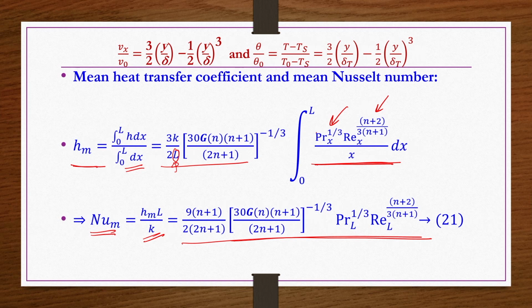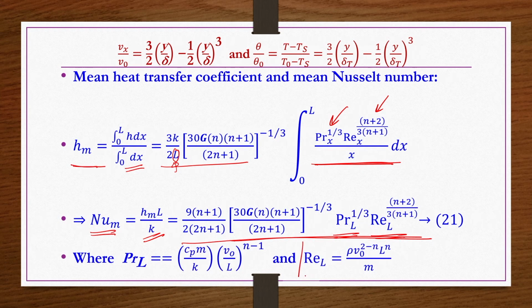Now, after substituting the limits, in place of x you will be getting L. So, then these Prandtl number and Reynolds number would be based on the entire length of the plate. So, that is REL is equals to rho V naught power 2 minus n L power n by m, not x power n, L power n, and then Prandtl number L you will get Cp m by k, V naught by L whole power n minus 1, not x whole power n minus 1. So, they are the Reynolds number and Prandtl number for the entire geometry, not the local one.